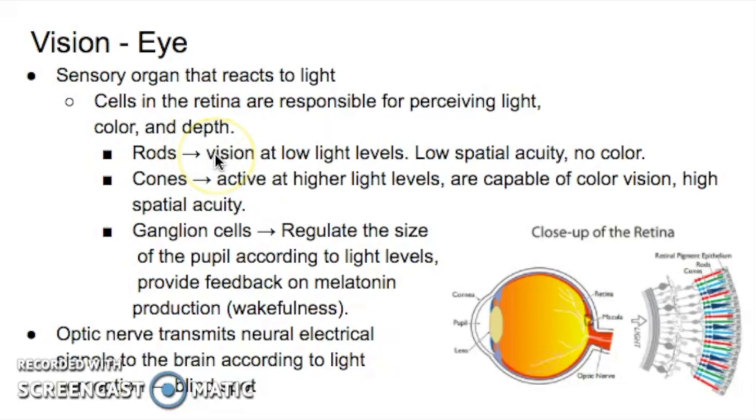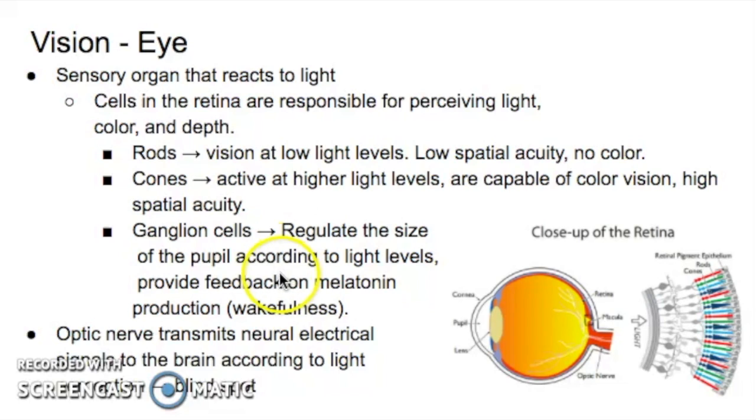Rods are responsible for vision at a low level. They have low spatial acuity, which means they can't really discern shapes well, and they can't do color. Cones, however, can do color, and they can do shapes very well. There are also ganglion cells, which regulate the size of the pupil according to the light levels, and along with melatonin, which is wakefulness.